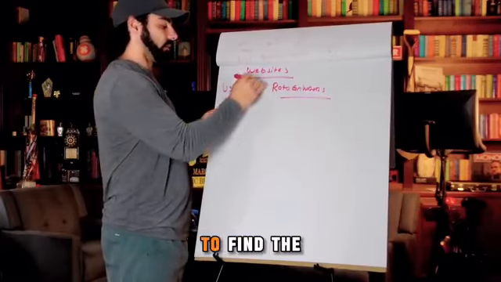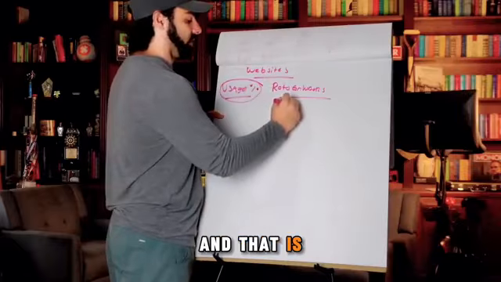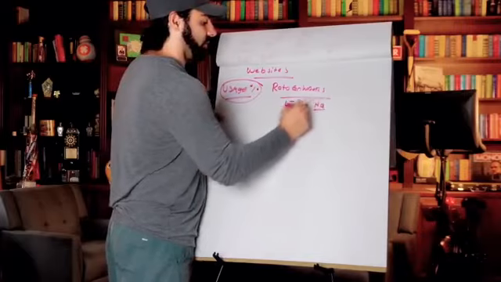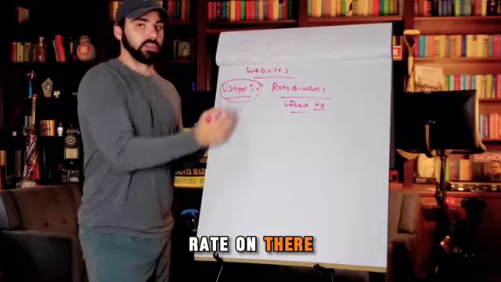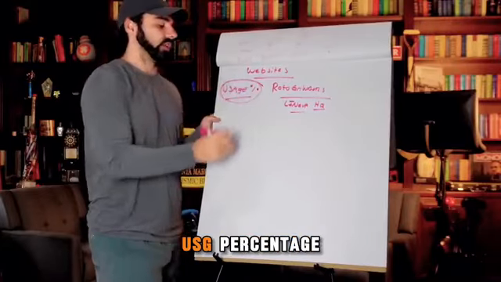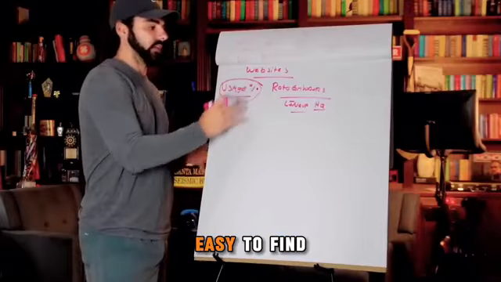Okay, but on there you'll be able to find the usage rate, and that is under lineup HQ on Roto Grinders. You're able to find the usage rate on there. All right, it'll be labeled as USG percentage. So it's that easy to find that.